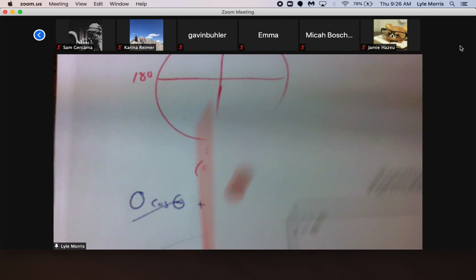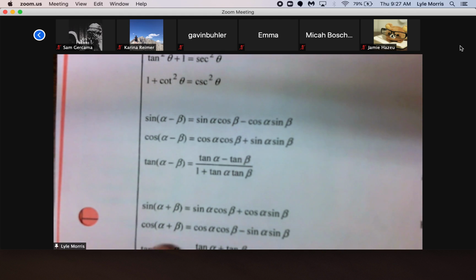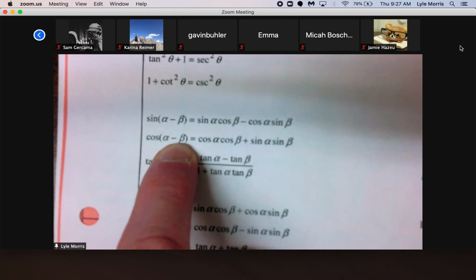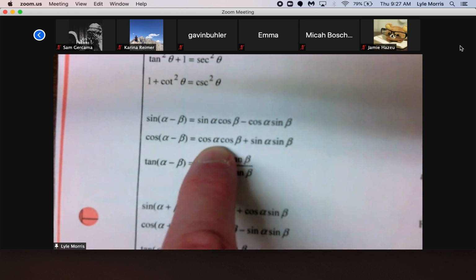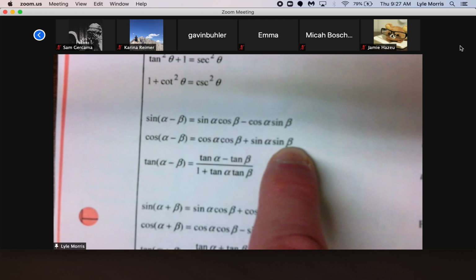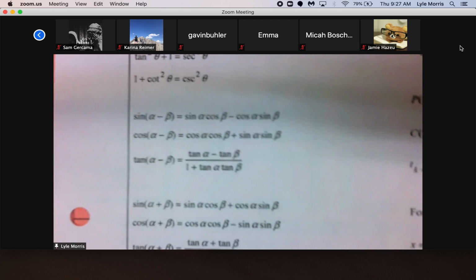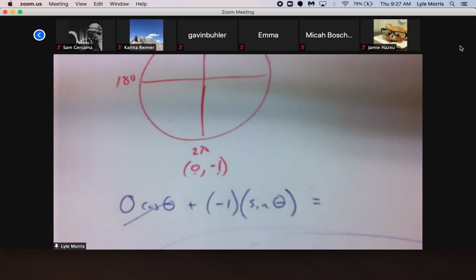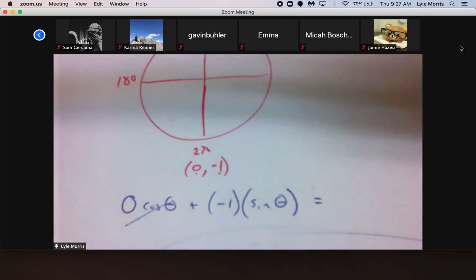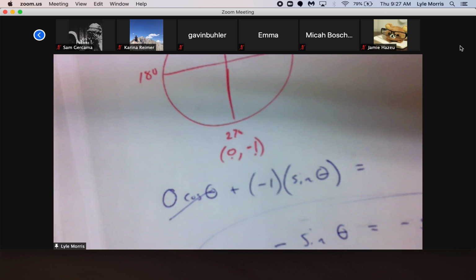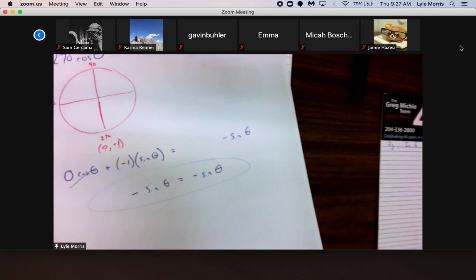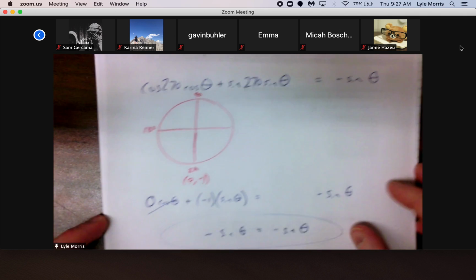So this one, sorry, it was cos 270 minus theta. So it was cos A minus B, and I just substituted this. Oh, okay, yeah. Does that make sense? That's what so much of the identity stuff is, substitutions. Is that good, Gavin? Yeah. Anybody else?